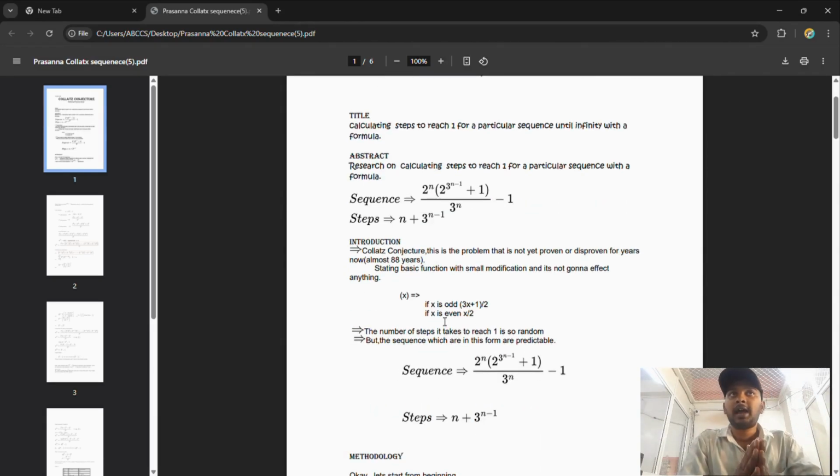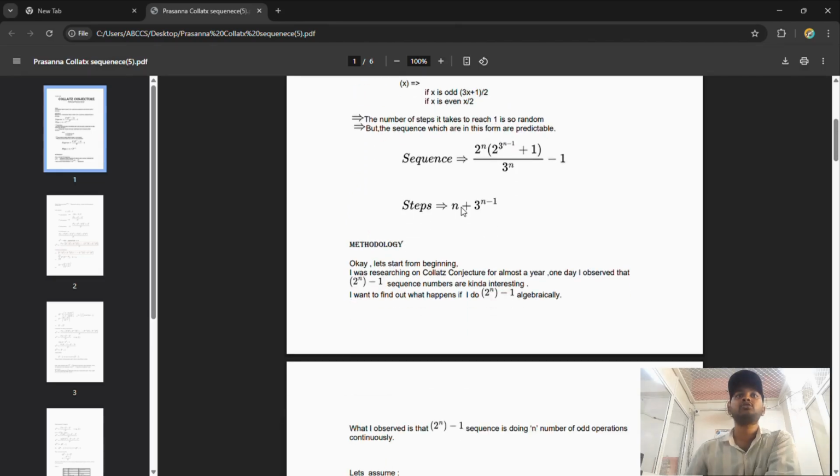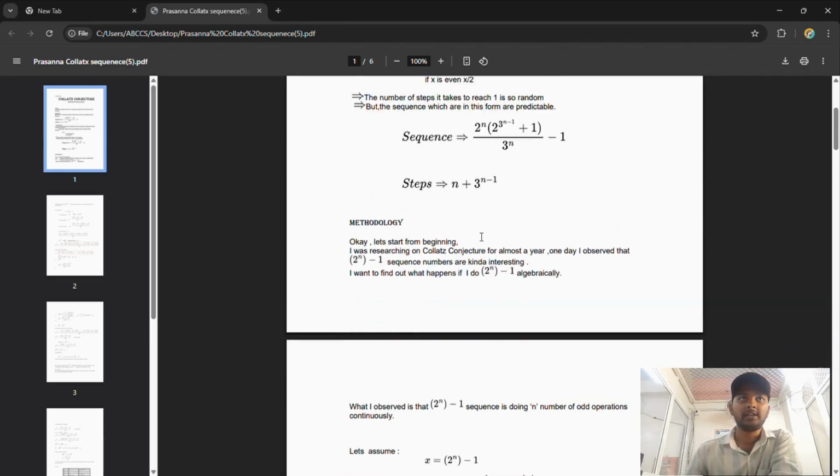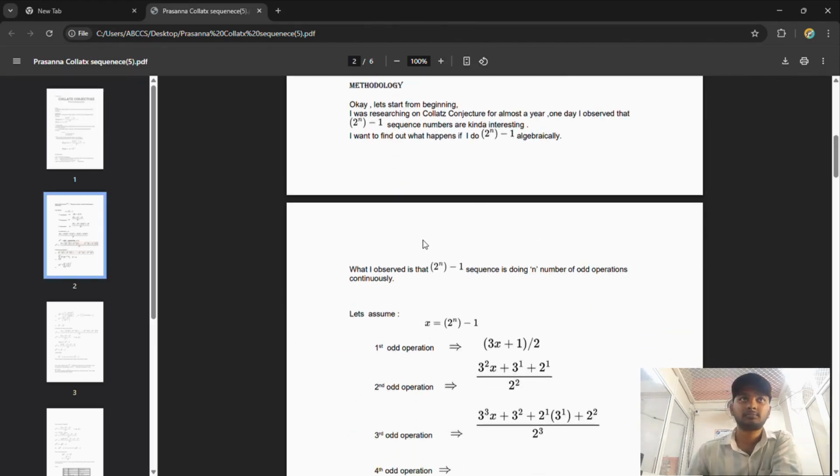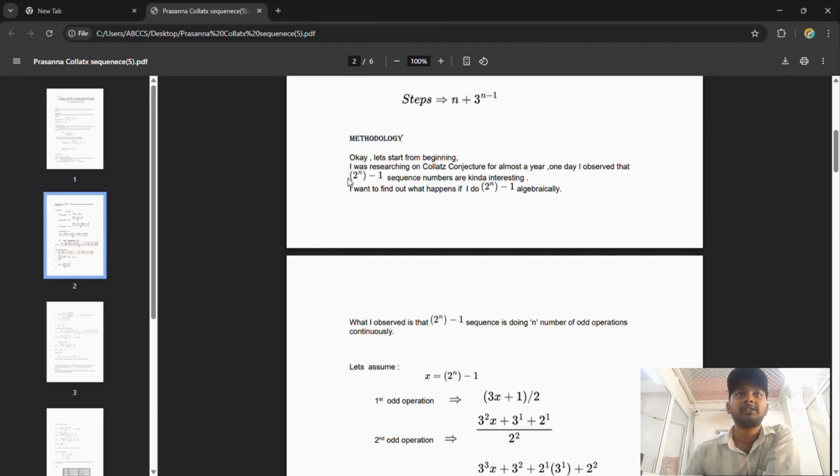As a simplification, I adjusted the Collatz conjecture rules in such a way that normally, if it is an odd number, you multiply it by 3 and add 1, and I will divide the number by 2 for the simplification. This is the first rule. And then you will understand what I found. So, the methodology: you can read whatever I am showing here.